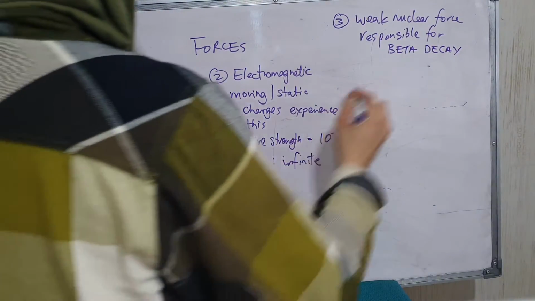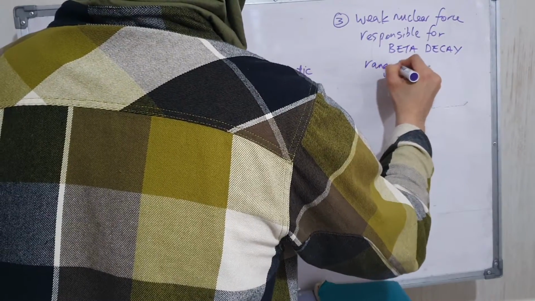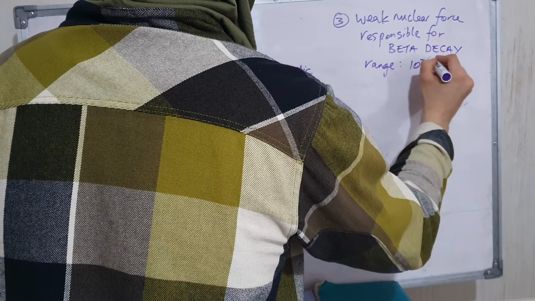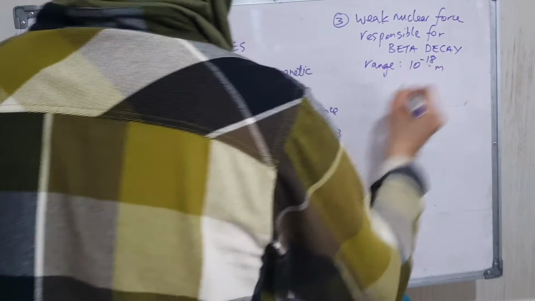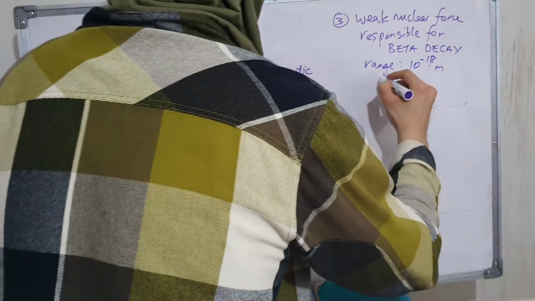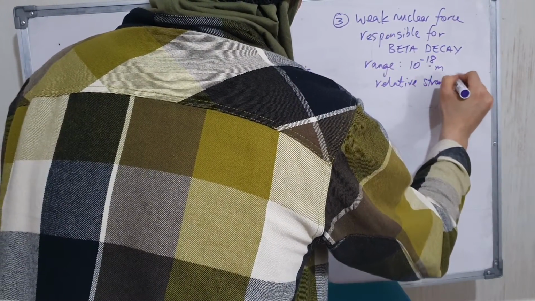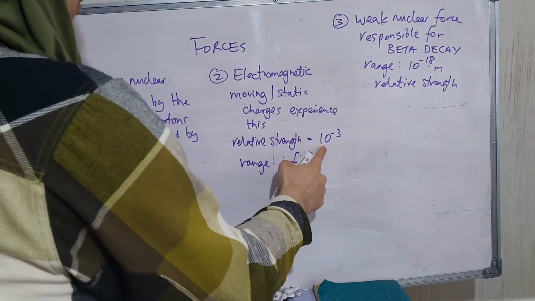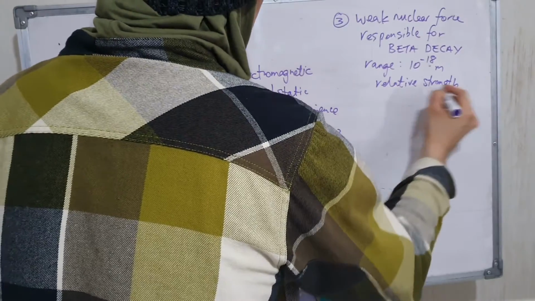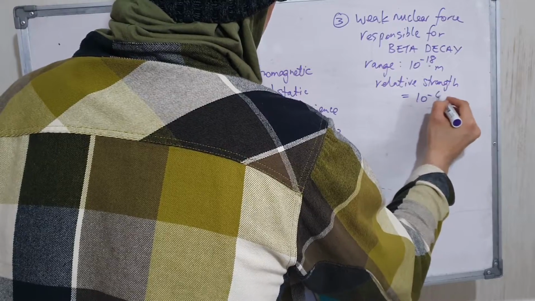What is the range? The range for this is 10 to the minus 18 meters. And what's the relative strength? The relative strength is 1,000 times smaller than this. So the relative strength is equal to 10 to the minus 6.